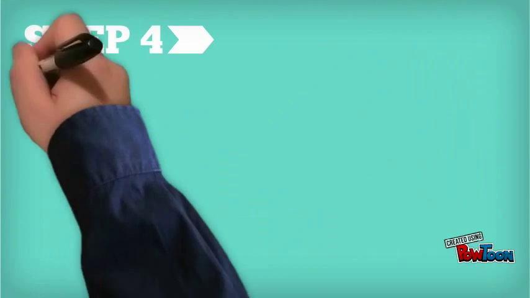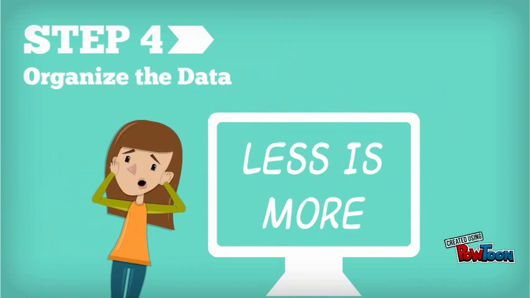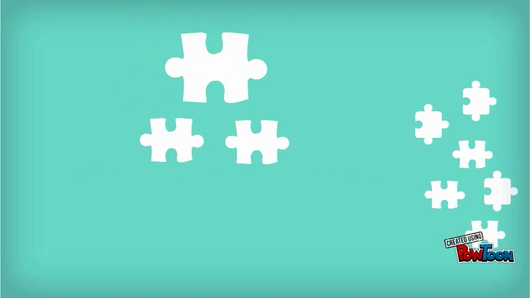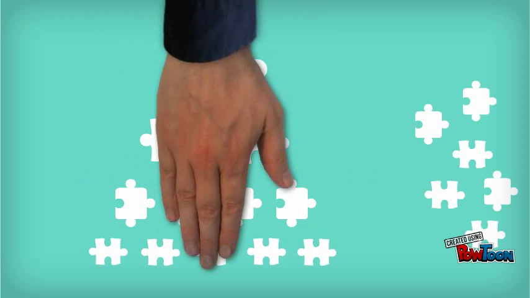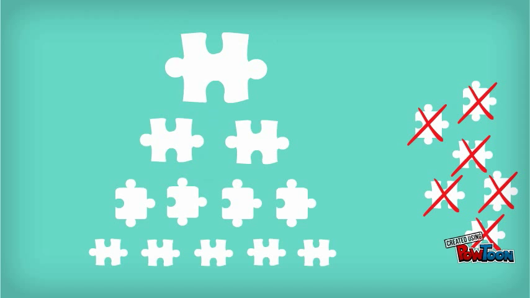Step number 4, organize the data. With infographics, less is more. Do not overwhelm viewers with too much information. Instead, narrow the data down by creating a hierarchy. Place the strongest piece of data at the top, then the second strongest, the third, and so on. When you create the infographic, this will help you quickly and efficiently delete non-essential information.